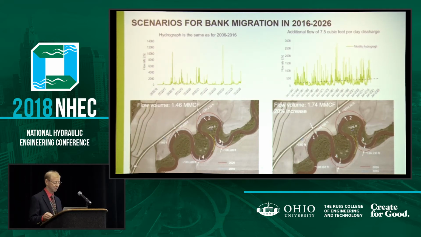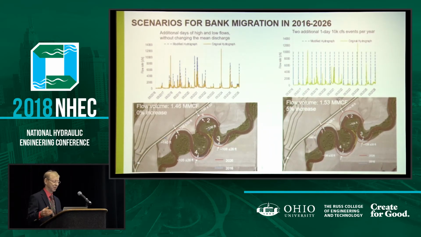Then this bank number 1, which is closest to that road, moves about 120 feet, and it's getting pretty close. A second scenario is to add an additional 7.5 cubic feet per day to the hydrograph, and then look and see what happens to the migration. And in that case, bank number 1 is migrated over the next 10 years around 150 feet. So of course it's more.